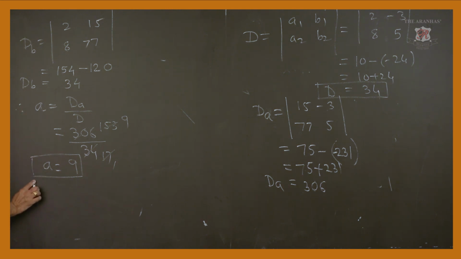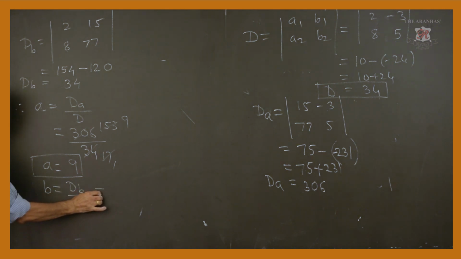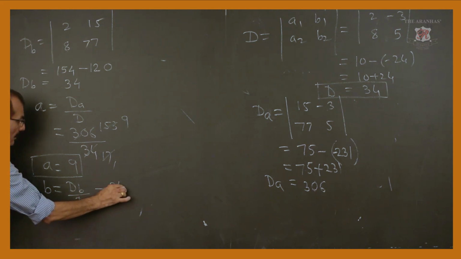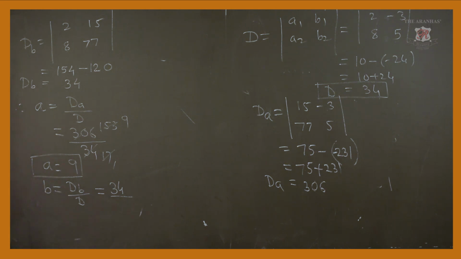Similarly now we find B. What is B? dB upon D. What is my dB? 34. What is my D? 34. So B is equals to 1.